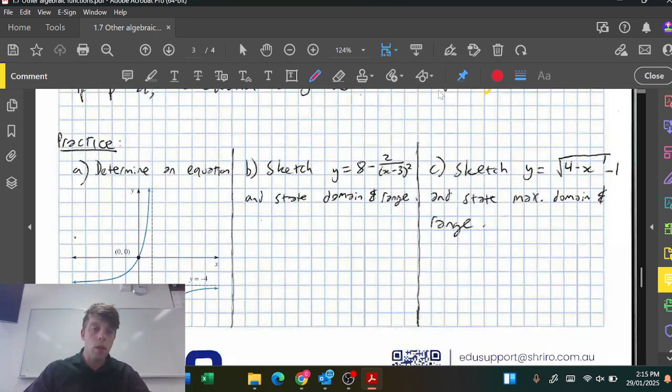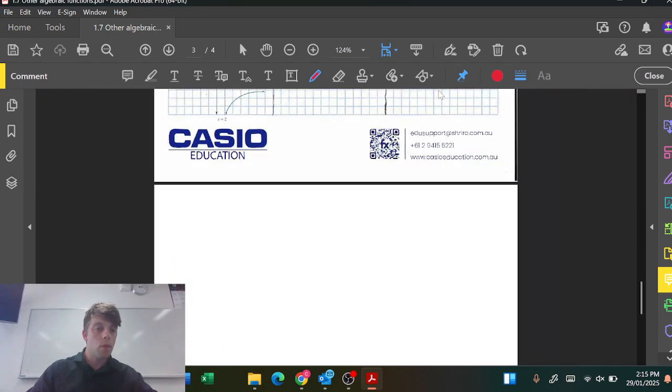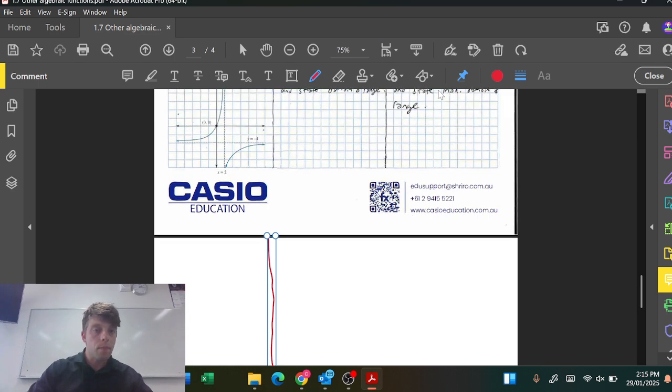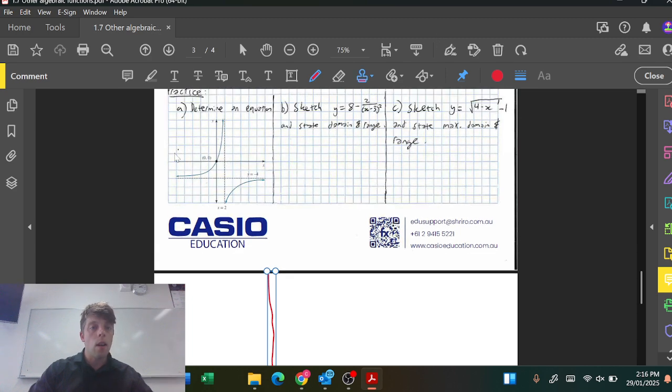All right, so let's do some practice questions. Question 1: determine the equation of the following graph. Okay, so let's find ourselves a little bit more space down here. Let's give this a crack. First up, when we have a look at a graph like this, we first need to figure out what type of graph this is. This kind of looks to me like a rectangular hyperbola, so I'm thinking about this equation here, y equals 1 over x.